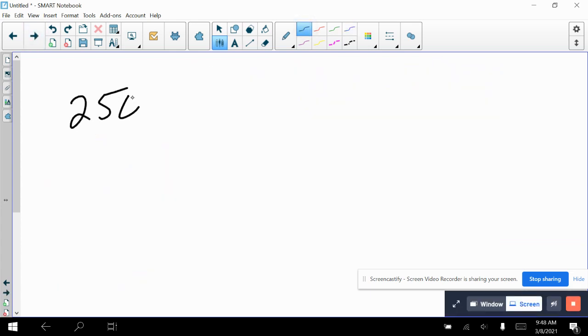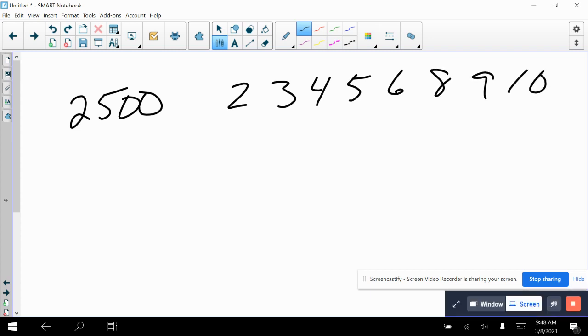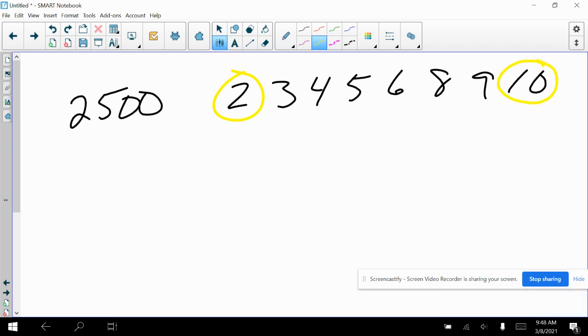What about 2,500? Does it work for 2? Yep. Does it work for 10? Yep. Does it work for 5? Okay, do you see how easy that is? I always try to get the easy ones out of the way quickly.